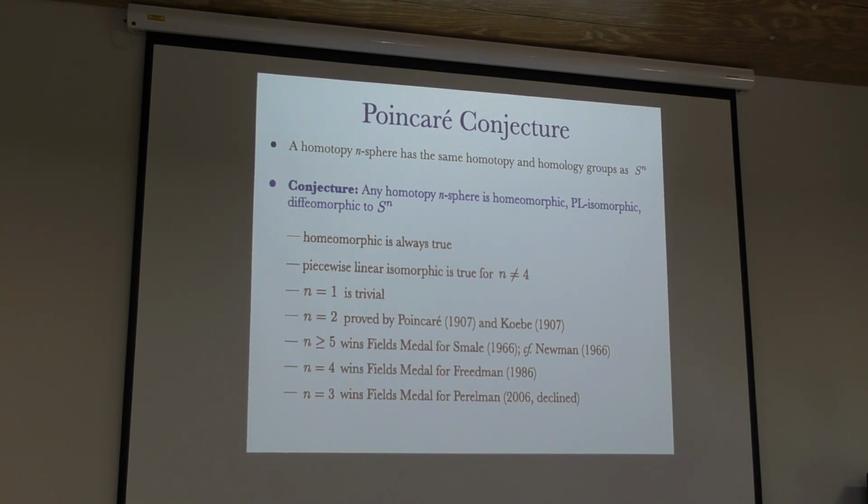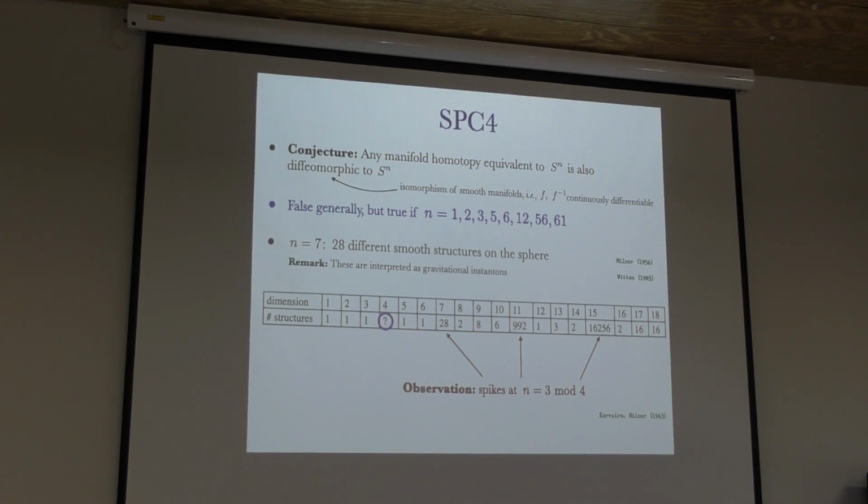The conjecture is that any homotopy n-sphere is diffeomorphic to Sn. That's unknown for n equals 4. And this is the only Poincare conjecture still standing, so it's of importance. The relation to knot theory is that if it's false in certain dimensions, you have exotic smooth structures, and these are interpreted as gravitational instantons in various theories, in string theory. So we don't know the answer if n equals 4 yet.